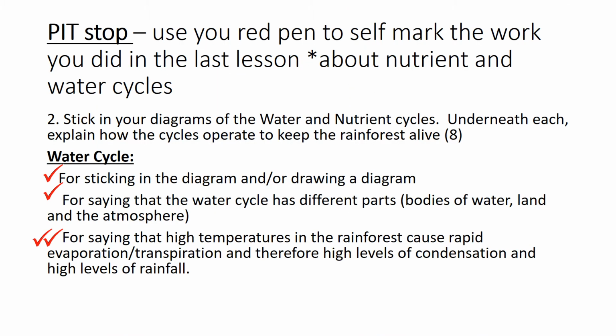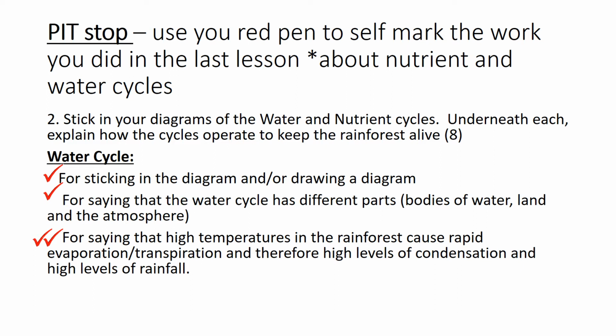Okay, so with your red pen, you're going to self-mark the work. We're going to pick two of the questions, so about the nutrient and water cycles, and you're going to mark your work, and in total you'll give yourself a mark out of 14. You should have stuck in your diagrams of the water and nutrient cycle for the first bit, and underneath each of those you should have a bit of writing about how the cycles operate.